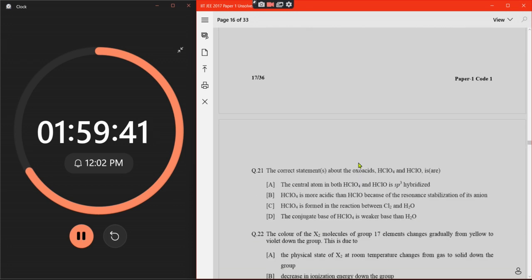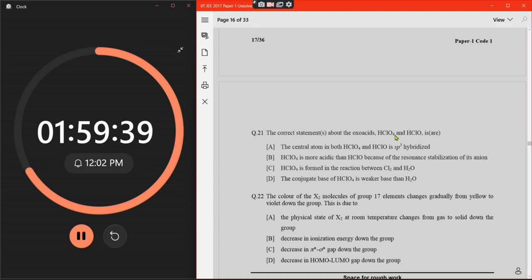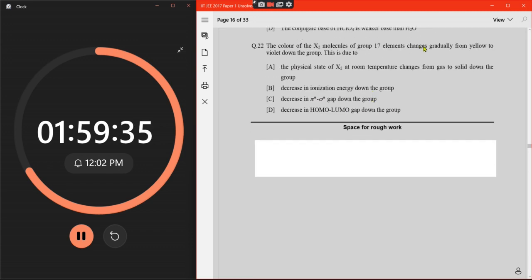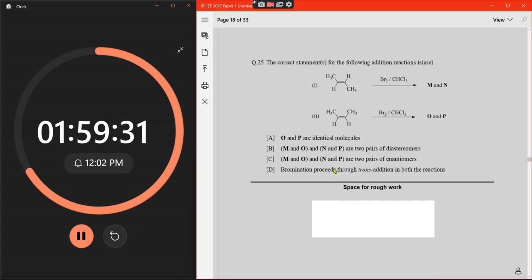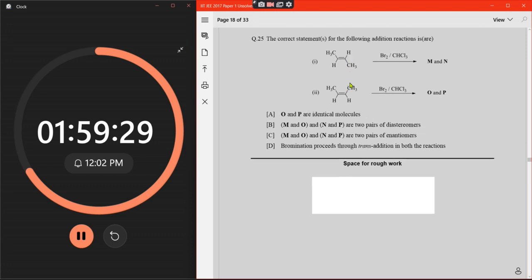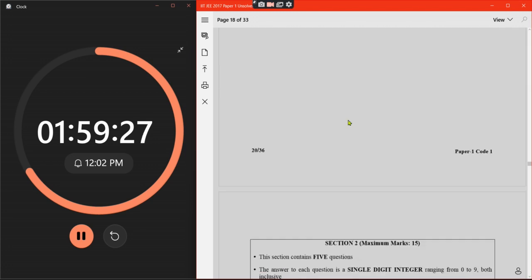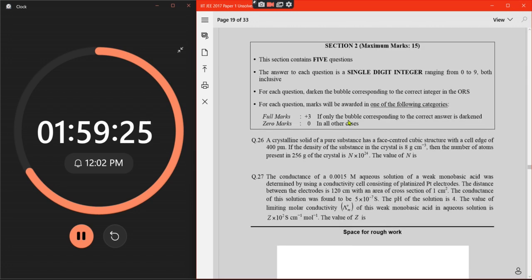Just move on. Correct statement about HClO4 and HClO, I don't know. Okay, we don't care about all that stuff. Yeah, organic chemistry. Honestly, mine is always wrong, so why worry about it?